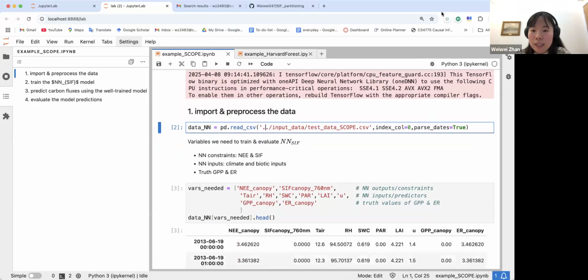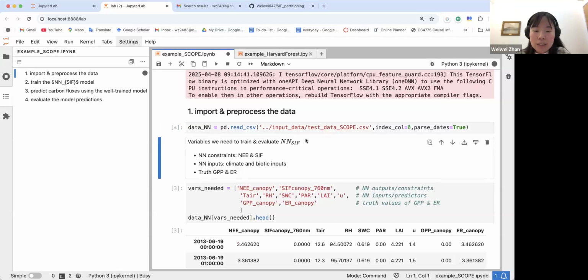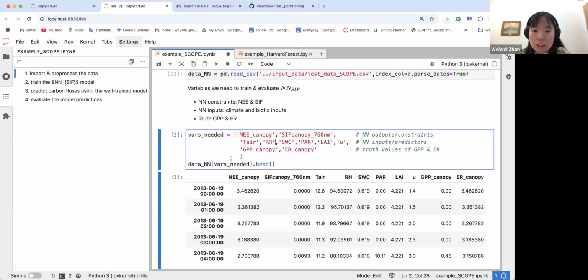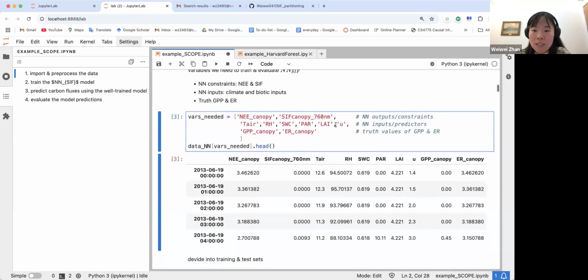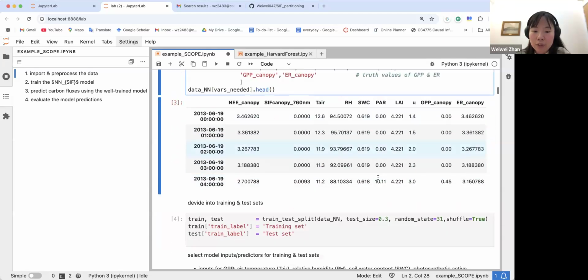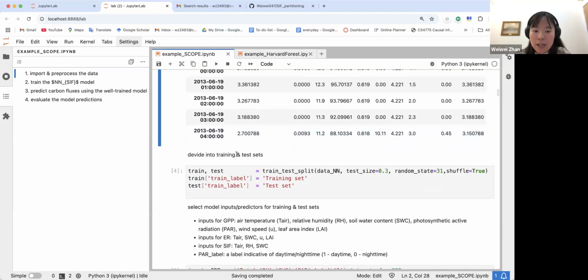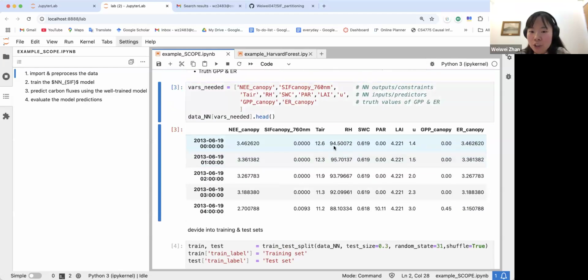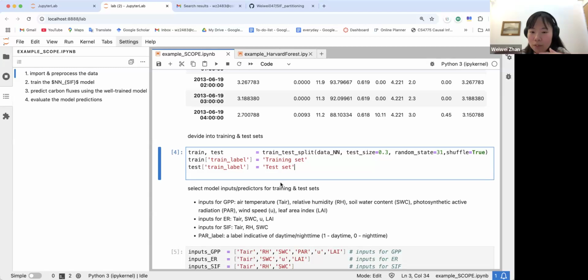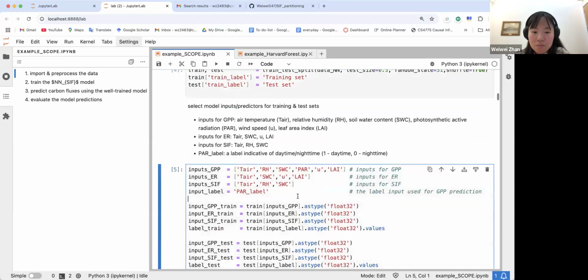So to pre-process this data, we first import the data as data NN, and those are the variables we need to train and evaluate the model: basically outputs, inputs, and truth value for GPP and ecosystem respiration. And then we divide it into training and test sets. So here, back to the question someone mentioned earlier, it looks like this. It's a time series. And then we randomly divide it into training and test. So here, the temporal sequence no longer holds.